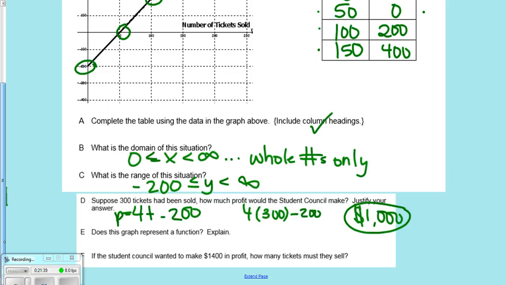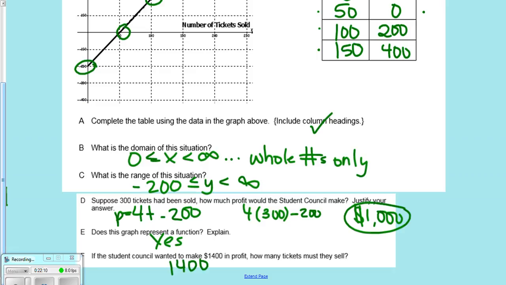All right, part E, does this represent a function? Explain. Well, yes, because every time a different number of tickets is bought, a different number for their profit is going to come out, right? We would not say, what's your profit with 10 tickets? And they say, oh, $500 and $200. That doesn't make sense, right? There's just a number. There's one answer. So yes, this is a function. You can also tell by using the vertical line test. Moving your vertical line across the graph, you can see that it's only ever going to touch the graph in one place.